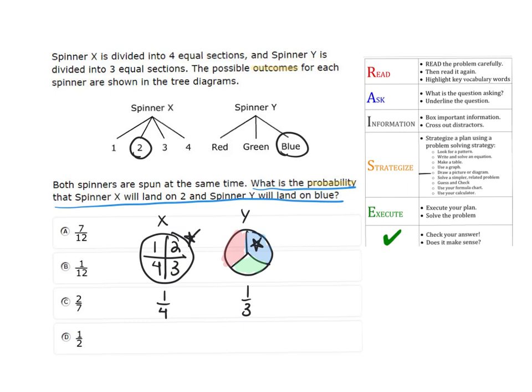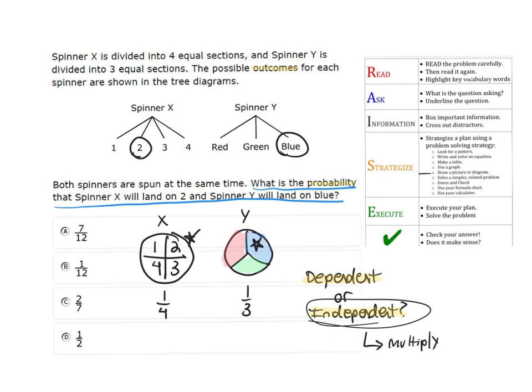So now the question is, how are these two probabilities related? Does the spin on one spinner affect the other, or does it not? Are they dependent or independent? Those two words are not actually in the problem. They're not written there, but they are important to consider. And in this case, these are independent events. What I do to one spinner is not going to affect the other spinner. So that means to calculate the probability of these two things happening, I can multiply the two probabilities together.